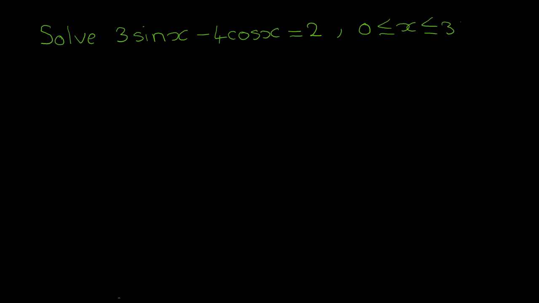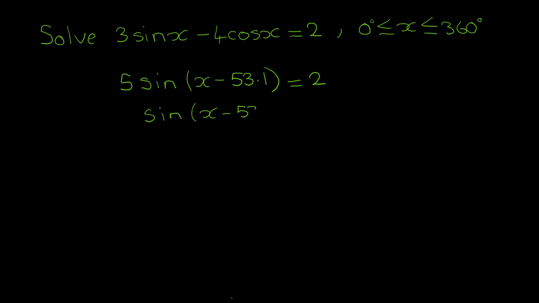We can use this result to solve 3 sin x minus 4 cos x equals 2, where x lies between 0 and 360. Using our previous result, this means that 5 sin(x minus 53.1 degrees) equals 2. Dividing by 5, we get sin(x minus 53.1) equals 2/5 or 0.4. This means x minus 53.1 equals 23.6.